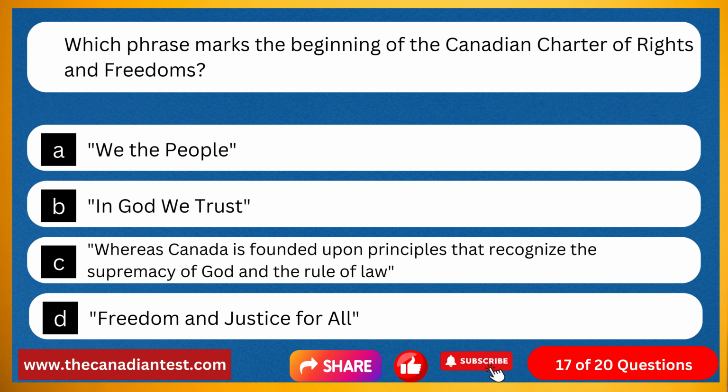Question 17. Which phrase marks the beginning of the Canadian Charter of Rights and Freedoms? Option A, we the people. Option B, in God we trust. Option C, whereas Canada is founded upon principles that recognize the supremacy of God and the rule of law. Option D, freedom and justice for all.